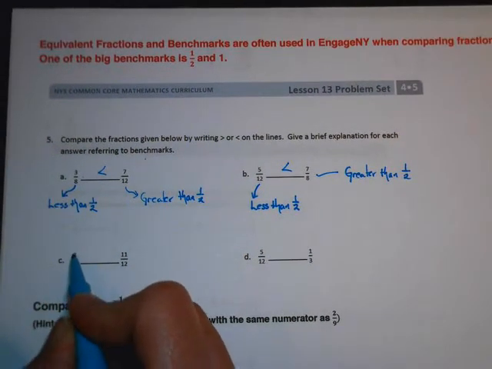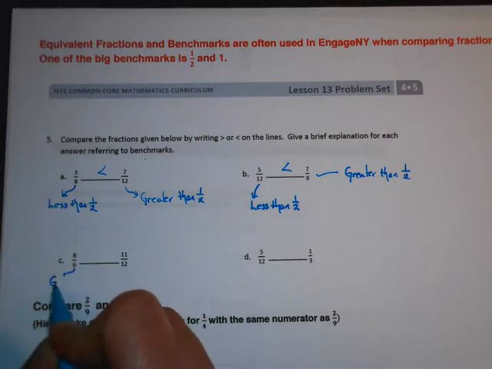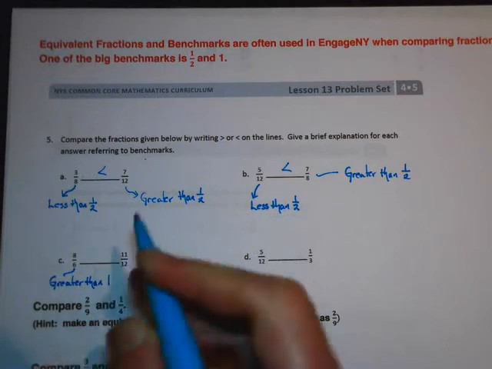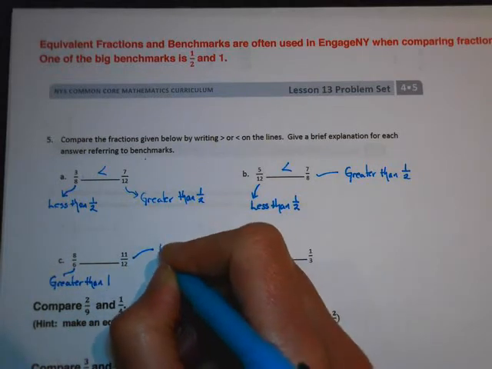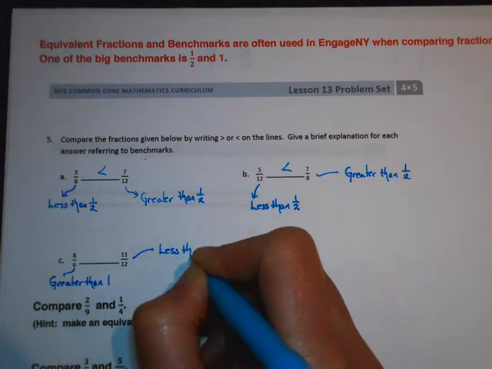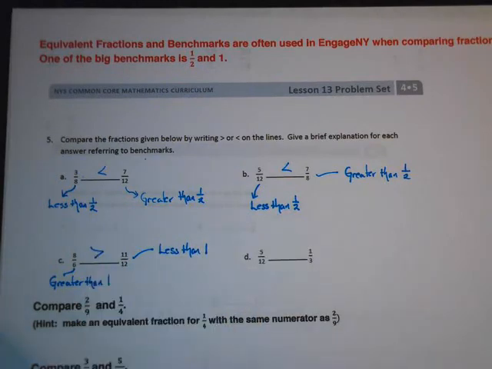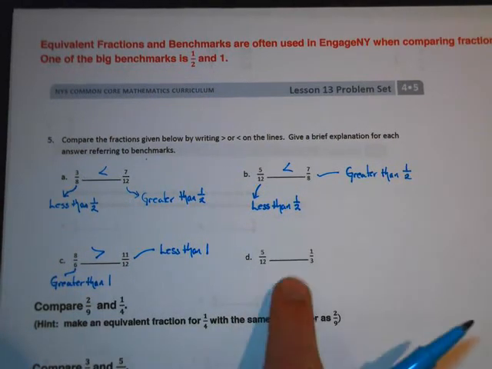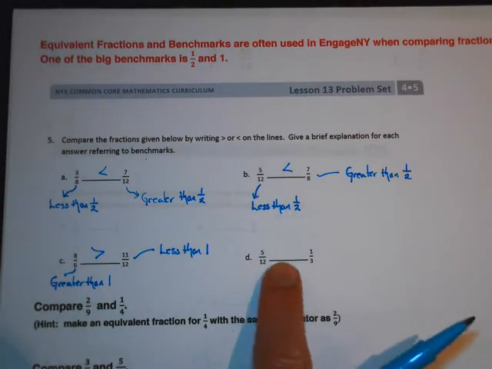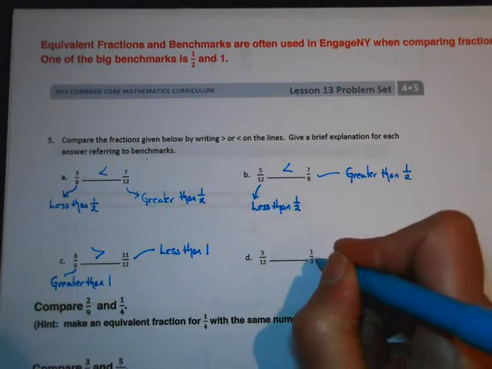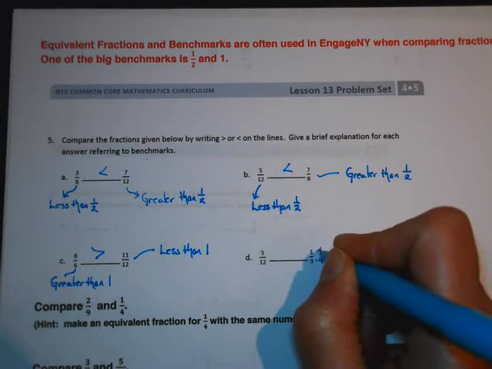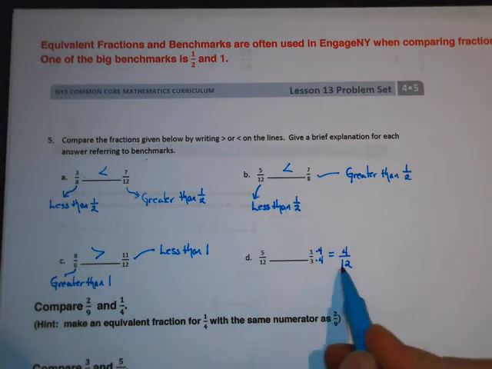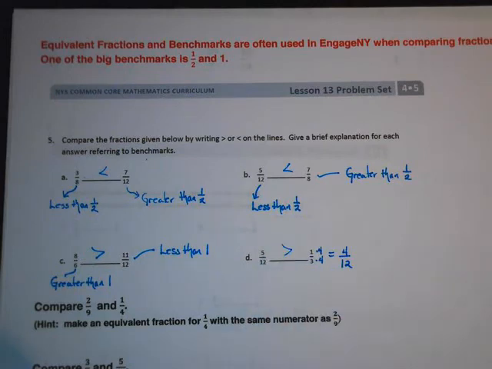This is an improper fraction, so this is greater than 1. This is a proper fraction, so this is less than 1. So there's my benchmark, 1. And this one is a nice one because it's really easy to make those into equivalent fractions. If we multiply the bottom by 4, this would be 4 over 12. And then since now the denominators are the same, we just compare the numerators.